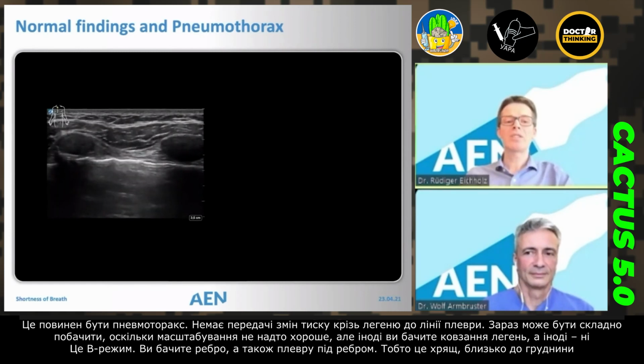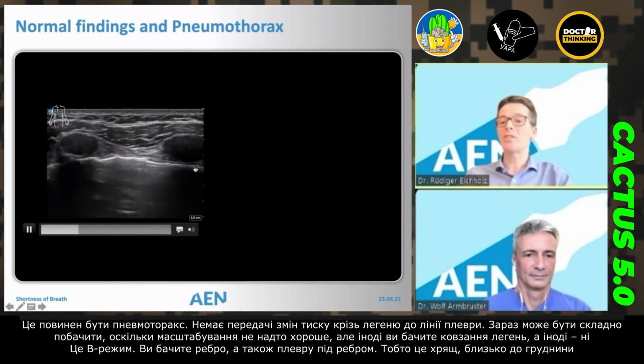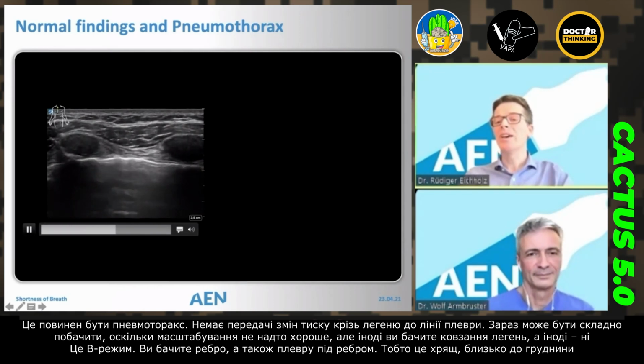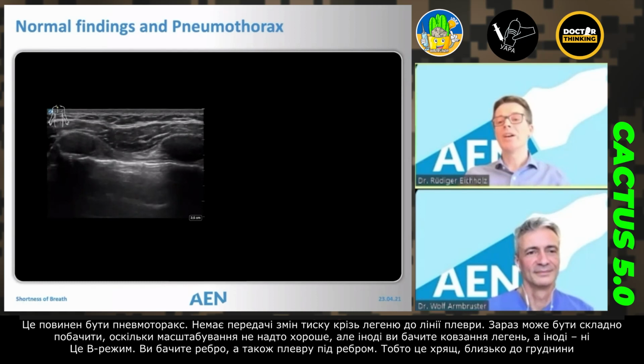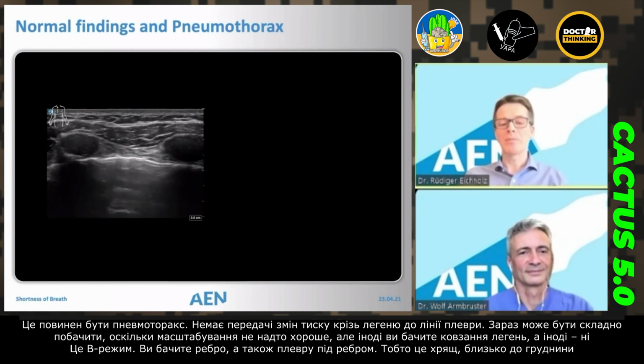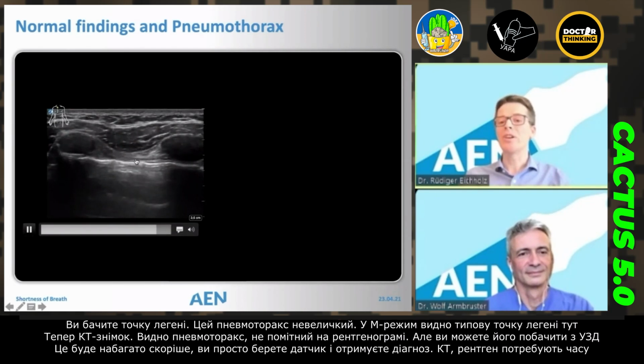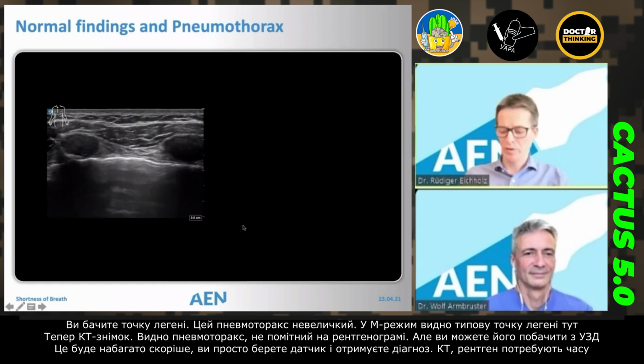So this is in B mode image. This is lung point. As you can see here, you see a rib, and you also can see the pleura underneath the rib. This means this is cartilage, so this must be in very, very near vicinity to the sternum. And you can see the lung point in this position. So this pneumothorax is only a very small one.